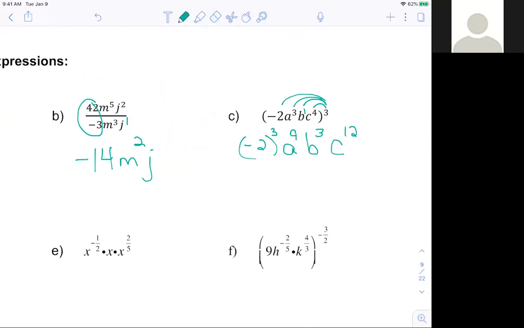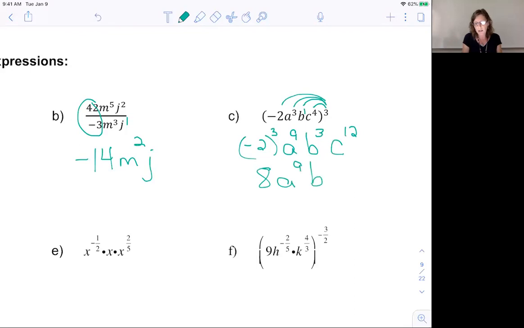But be careful with that 2. The -2 is now cubed. So you're not multiplying -2 times 3, you're raising -2 to the third power. So this becomes 8a to the ninth b cubed c to the 12. Wouldn't that be a -8? Yep, thanks.